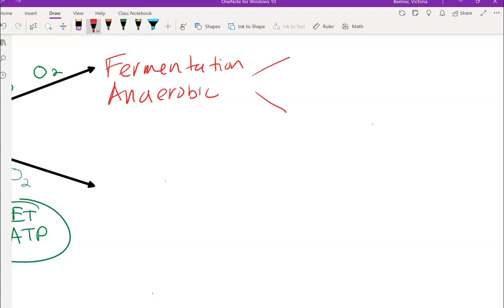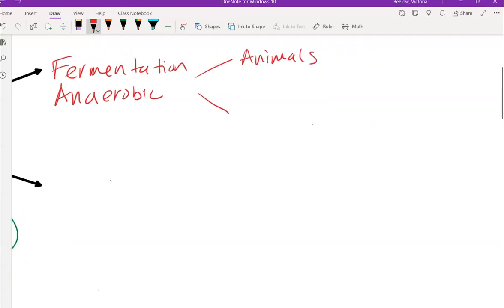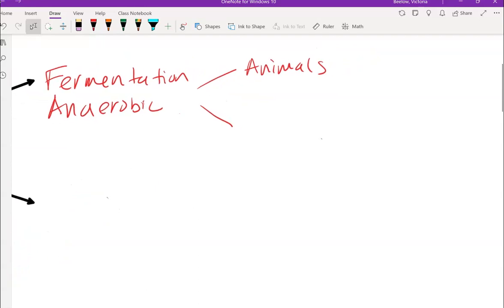And this is different between organisms. In animals, like us, we will have lactic acid fermentation take place. This is when you're working out and your muscles are not getting oxygen fast enough. You're going to start to make that lactic acid, and that's that burning sensation that you feel. But as soon as you're done working out, you get oxygen back to your muscles. That goes away because that reaction is reversible.